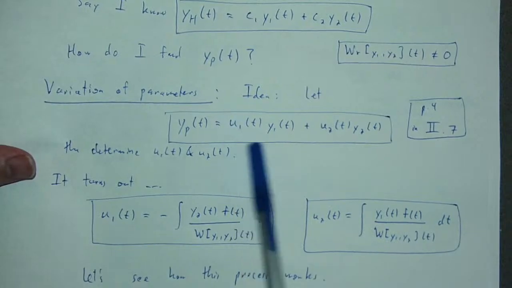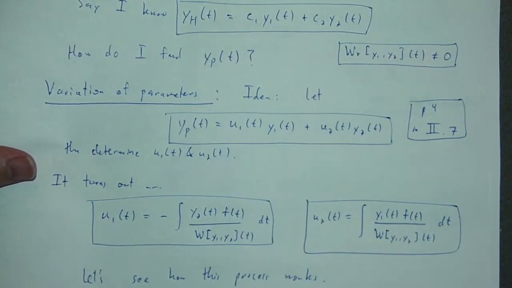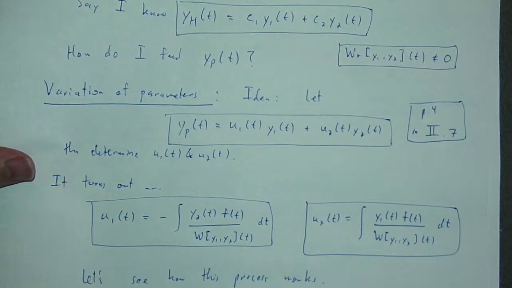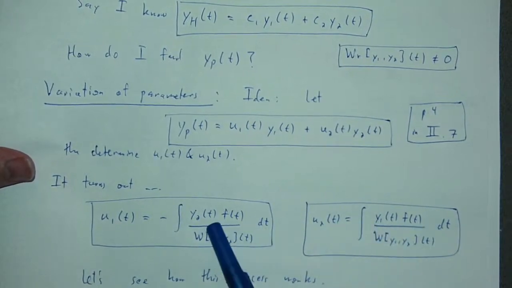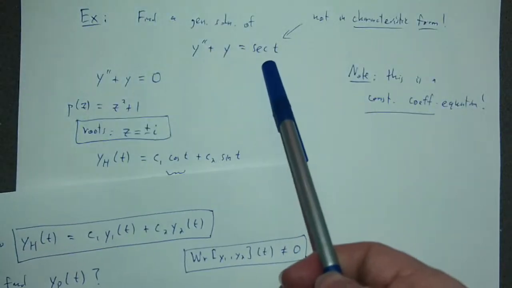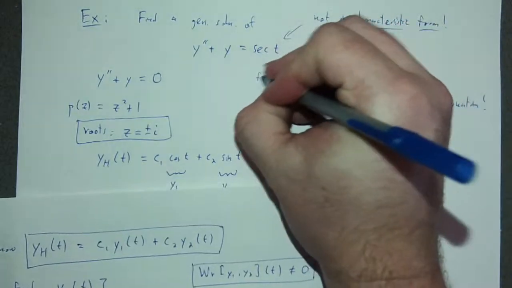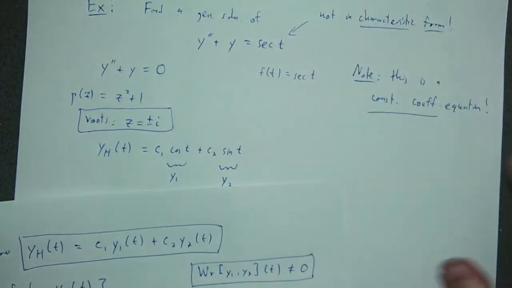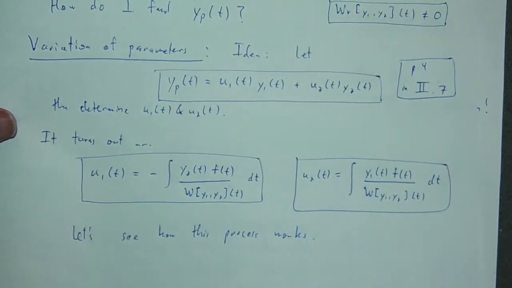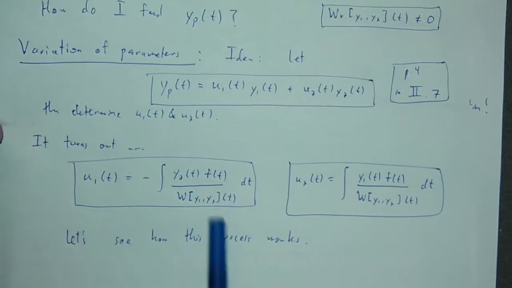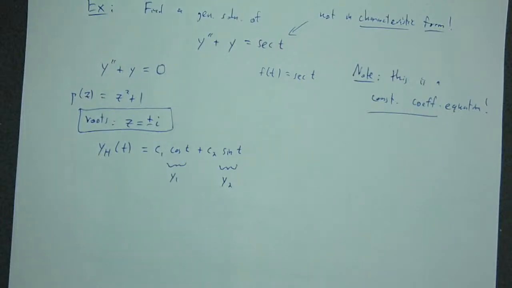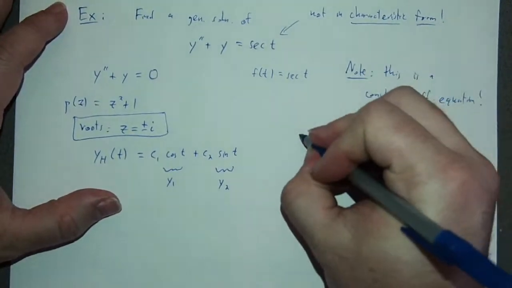Okay, so a particular solution looks like this, where u1 is this integral and u2 is this integral. Now I found y1 and y2. f is secant t. I can go ahead and write that out. Right, f of t is secant of t here. So then the only other thing I need here is the Wronskian of y1, y2. All right, so let's do that. So what's the Wronskian of y1, y2?